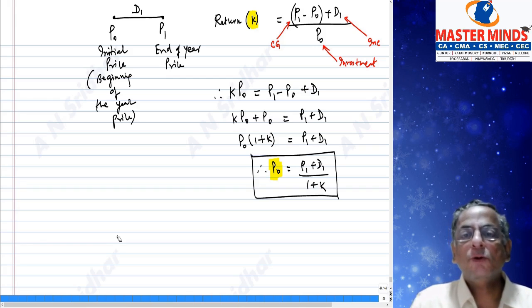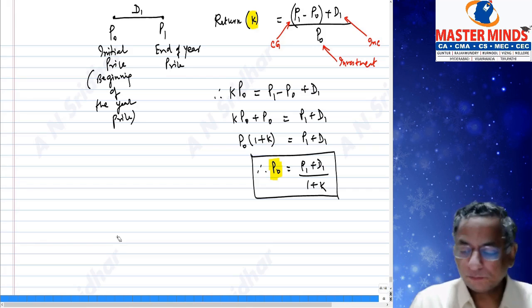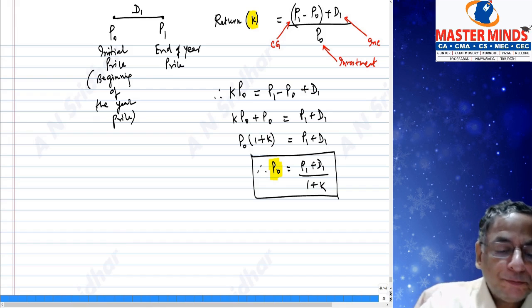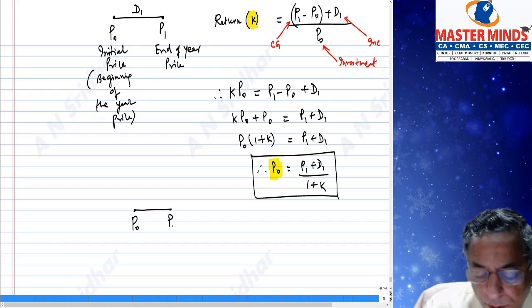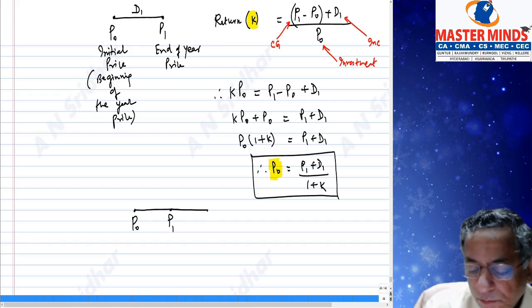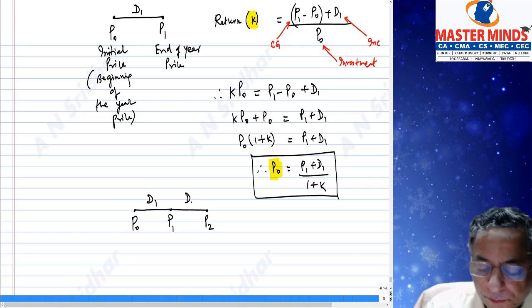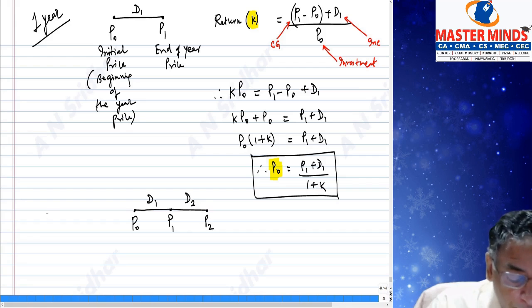Now what I'm going to do, I'm going to expand 1 year to 2 years. Just see. Now what I do, once I complete this page, I'll tell you to copy. Till that time you pay attention. Now I have got P0, P1, P2, D1, D2. So it is a 1 year investment. This is 2 years.